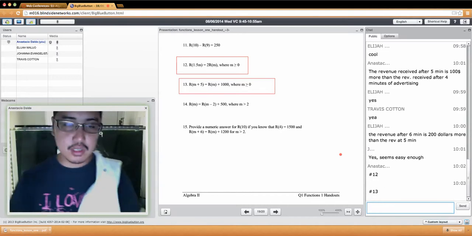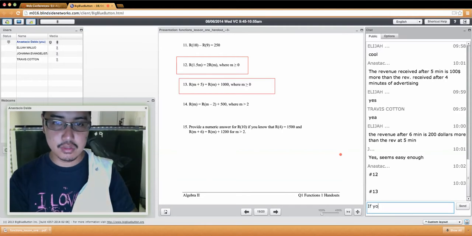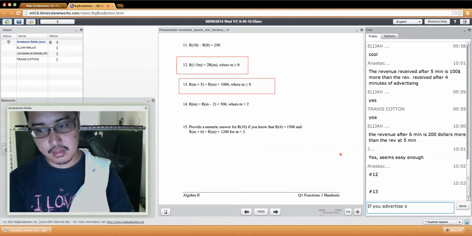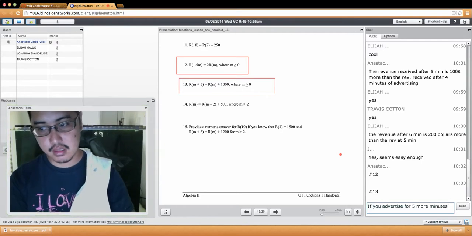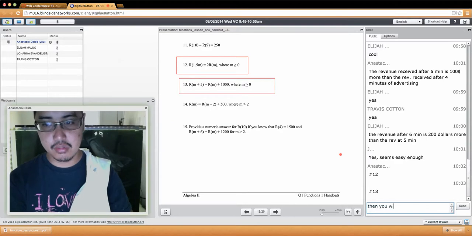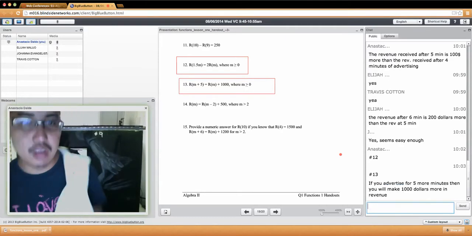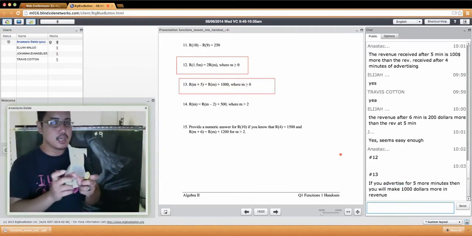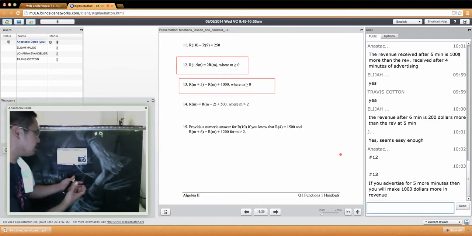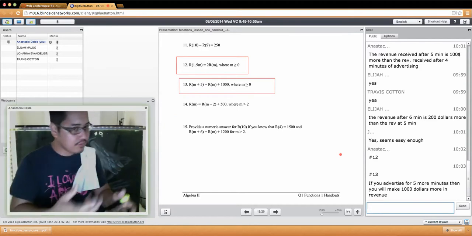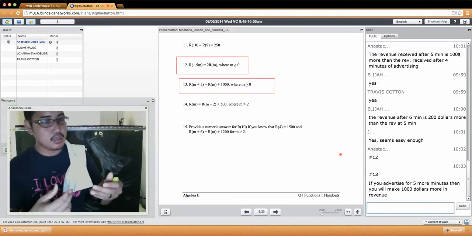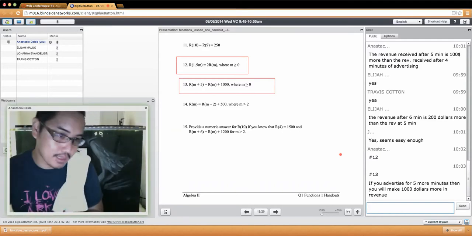So here's my sentence. Ready? If you advertise for 5 more minutes, then you will make $1,000 more in revenue. Because R(M+5) represents, R(M) is how much you would normally advertise, right? And R(M+5) represents what you would normally advertise plus 5 more minutes.